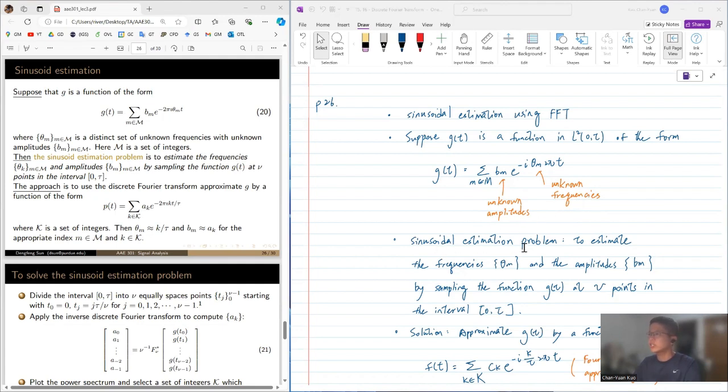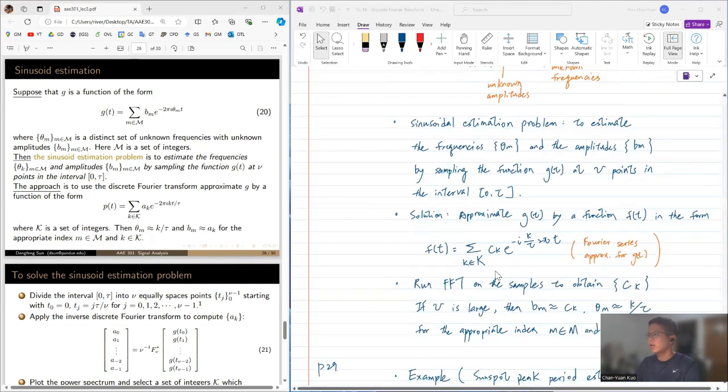So the sinusoidal estimation problem basically is to estimate the unknown frequencies and the unknown amplitudes by sampling the function g of t at N points in the interval from 0 to tau. Now, to solve this problem, we can approximate the function g of t by its Fourier series approximation, f of t, which is in the form of summation c_k times e to the negative i k over tau times 2 pi times t, and k here is in the integer set K.